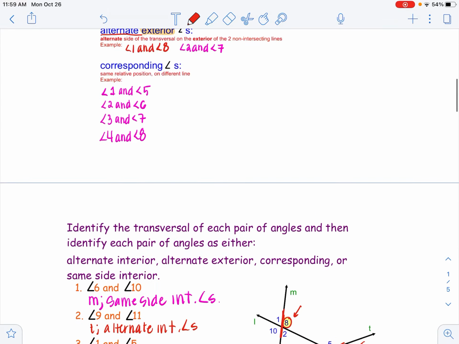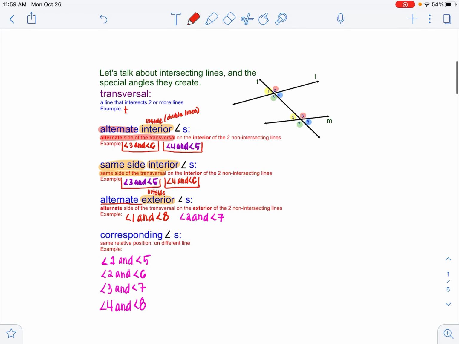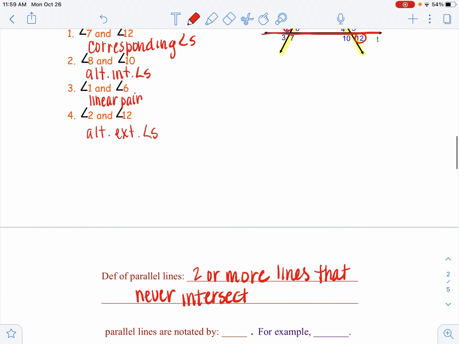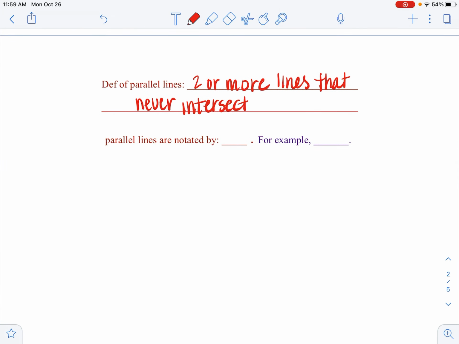So that's why my definition up here has non-intersecting. I'll fix that for in-class notes. I'll just say side of transversal on the exterior of the two non-transversal lines. That doesn't make much good sense in English, but hey, do I ever?